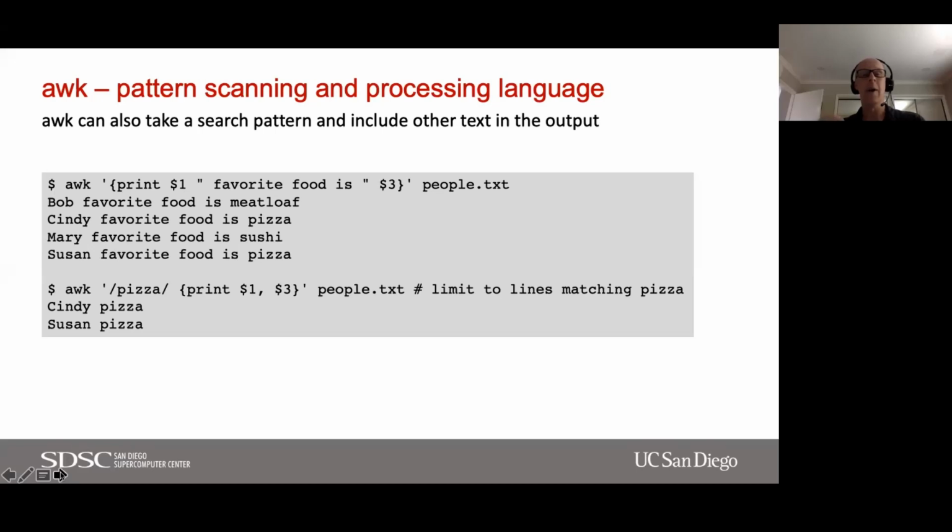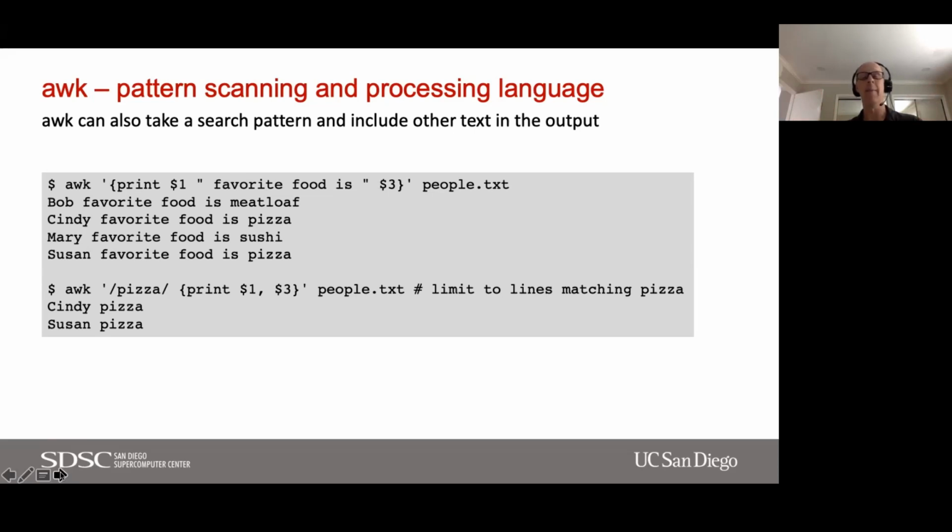So awk can also take a search pattern, and it can include other text in the output. So let's say that instead of just a listing of names and favorite food, I wanted to add some additional text in there, maybe format this a little bit nicer. So in this case, my statement within the quotes and the braces is going to be print $1, and then I have a string, double quoted.